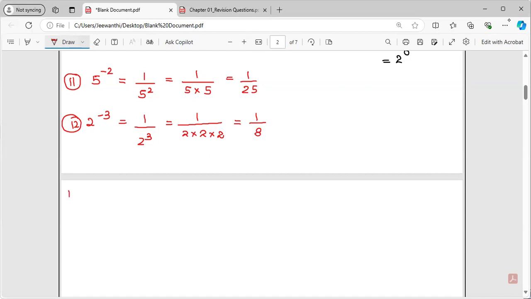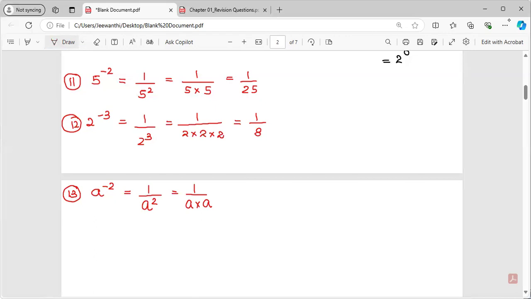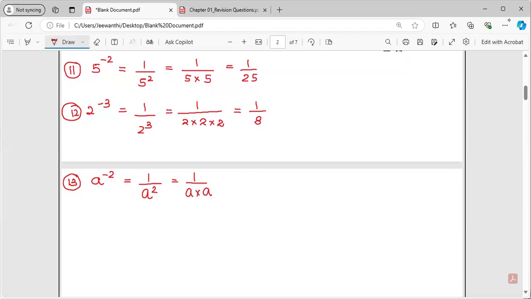Okay. Then we will move to question number 13. They have asked a to the power negative 2, and we can write that as 1 over a to the power 2. If needed, you can write a times a, but normally we don't write it like this. You can keep it as 1 over a to the power of 2. We can't get the value because we don't know the value of a.